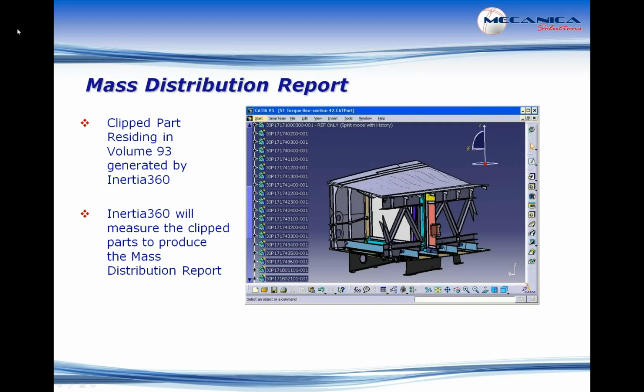What we're looking at here is an example of one of the clipped volumes. So if you refer back to the slide I just showed you, this is volume number 93. So what you're looking at is all the parts that cross into that volume, and our software has then taken a chunk of that assembly and extracted mass property information, moment of inertia, center of gravity, of all the parts that cross into that volume. And what we then do is generate a report for each one of those volume sections that is computed by Inertia 360.